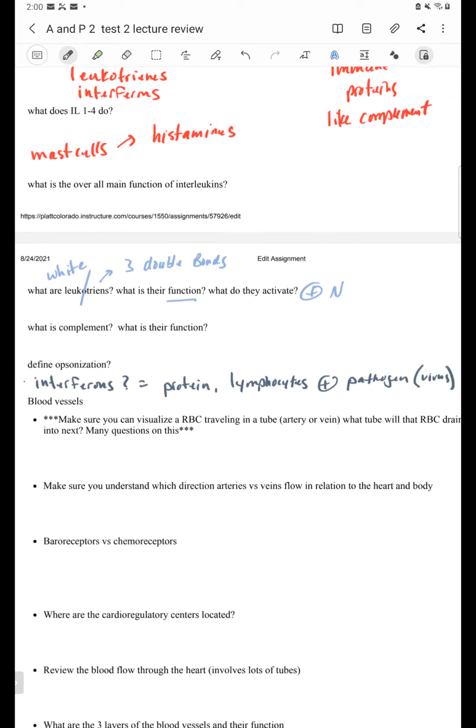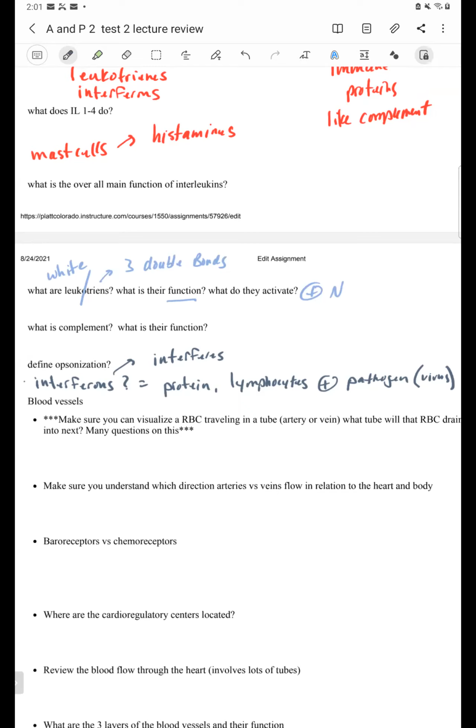They get their name because it interferes with the pathogen. It interferes with viral replication. Viruses need a host cell. A human is a pretty good host for a virus. The cells in the human are a good host for the viruses to replicate. So the interferons are designed to interfere with that process.